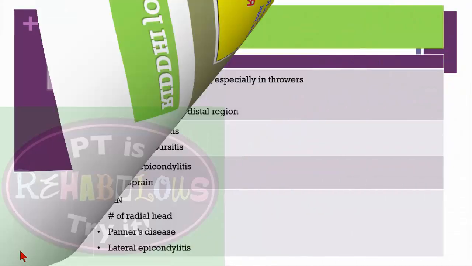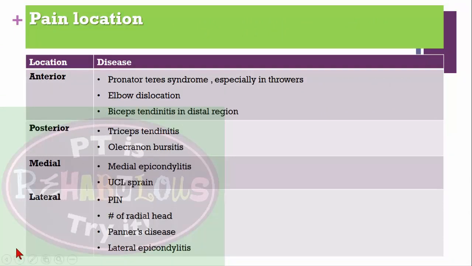Let's learn on the basis of pain location. If it is located anteriorly, that means the patient has a problem with pronator teres syndrome, especially in throwers, elbow dislocation, bicipital tendinitis. If it is located posteriorly, that means olecranon bursitis, triceps tendinitis. If located medially, that means medial epicondylitis, ulnar collateral ligament sprain. If it is lateral, then posterior interosseous nerve, fracture of the radial head, Panner's disease, or lateral epicondylitis.